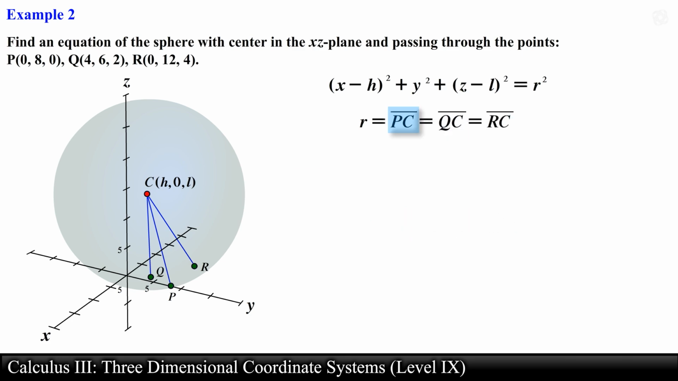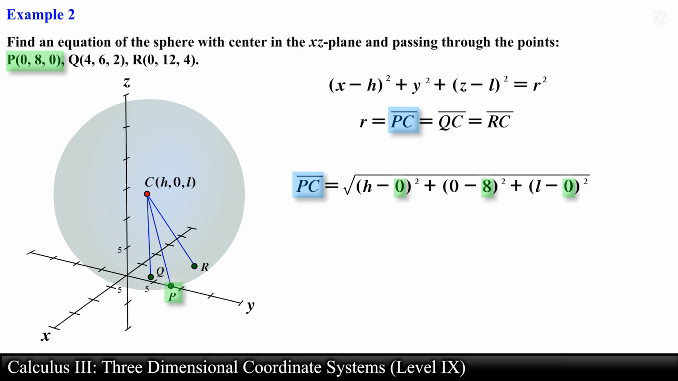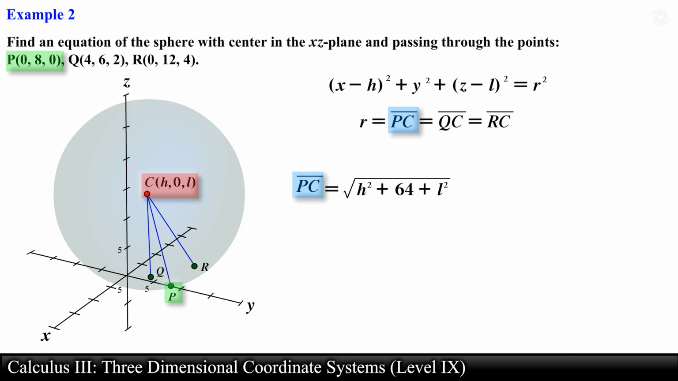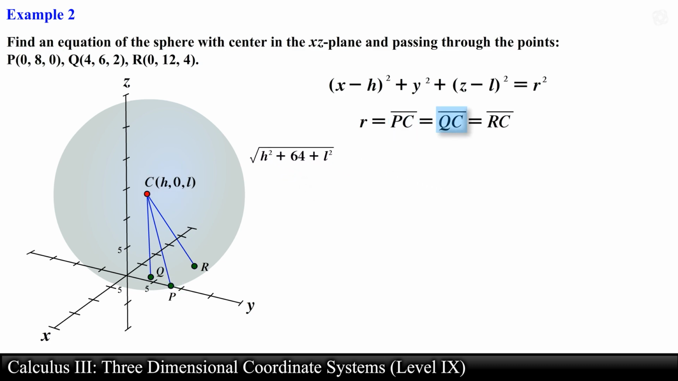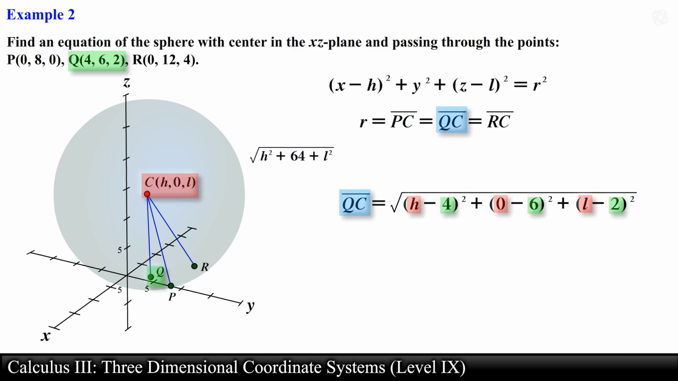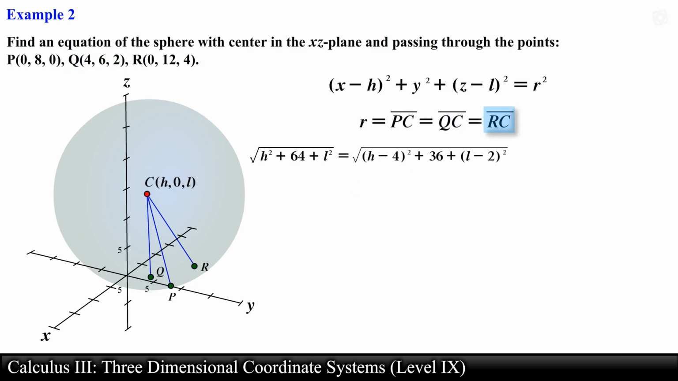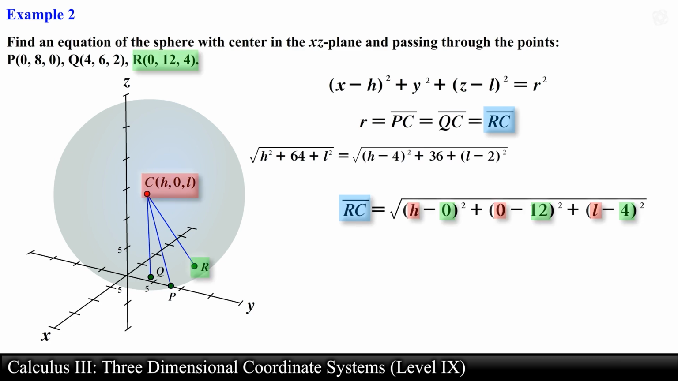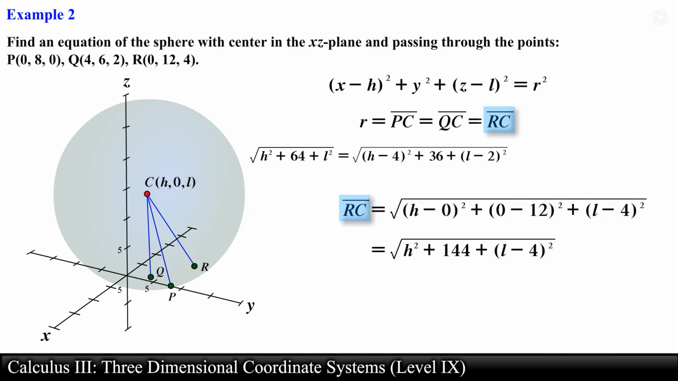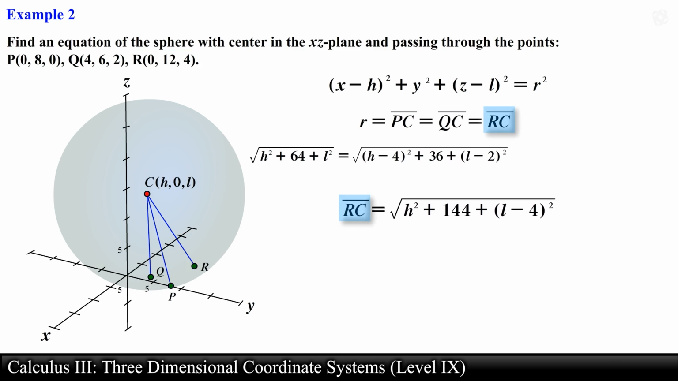By using the distance formula in 3 dimensions and using point P as point 1 and the center C as point 2, we obtain the following expression for the radius. In the same manner, we can find an expression for the distance between point Q and point C as follows. Simplifying the expression, we obtain the following. And finally, the distance between point R and the center C is expressed as follows. Simplifying the expression, we obtain the following.